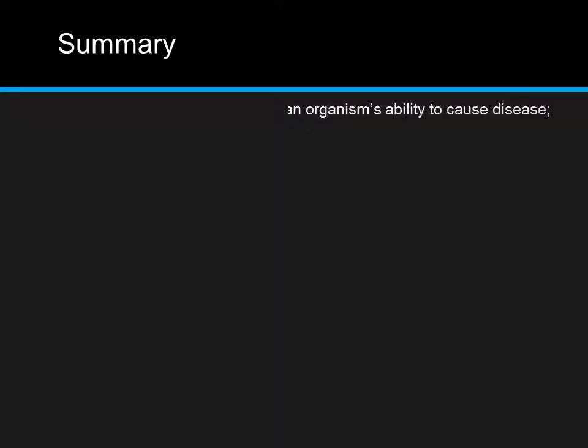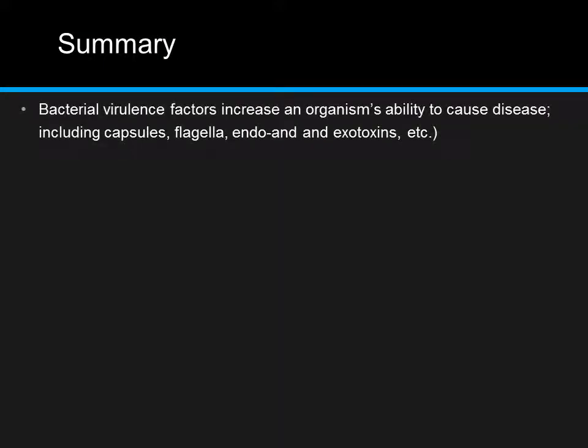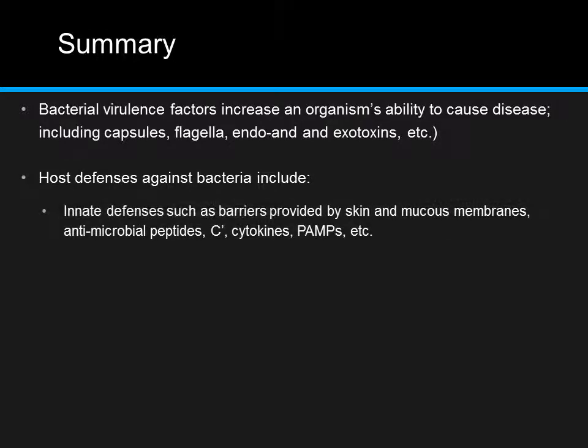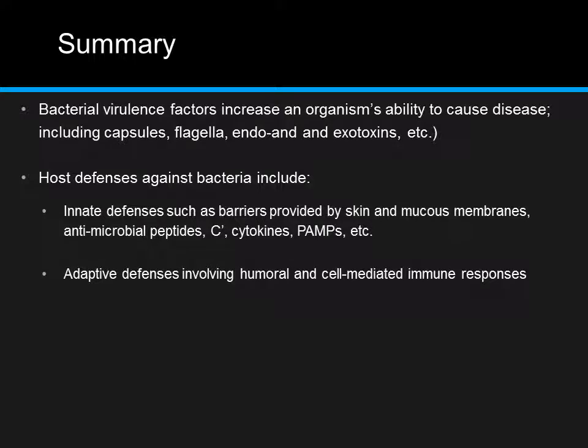To summarize some of the major points in this chapter, we reviewed a little bit about bacterial virulence factors, those weapons that they have that allow them to cause disease, things like capsules, toxins, etc. We reconsidered the variety of host defenses that we have to fight against bacterial infection, such as our barrier protection and complement and cytokines, and of course in the adaptive defenses, our cell-mediated immunity and our antibody production.